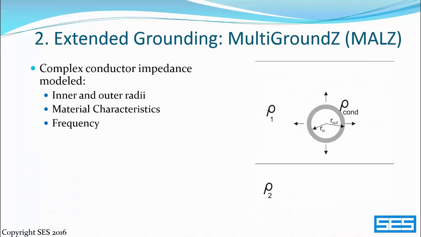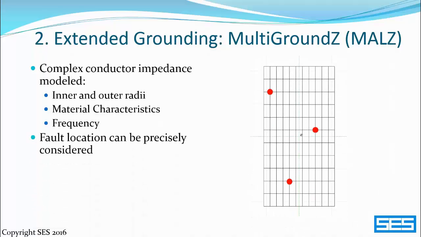The second level grounding calculation we refer to as extended grounding. This is what we call MultiGroundZ, and the grounding module is called MALZ. At this next level, we consider the complex impedance of conductors and can therefore calculate the potential drop that results from current flowing in those conductors. We therefore consider the inner and outer radii of the conductors, the characteristics of the conductor material, and the frequency of the AC current. With the conductor impedance modeled, we can now accurately consider the effect of the exact fault location, since the impedance between points in the grid is no longer null.